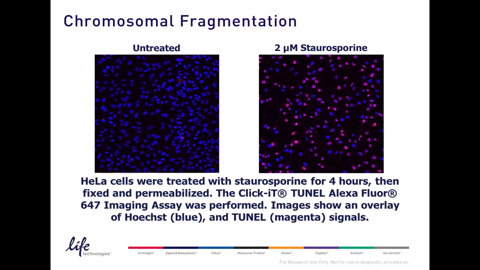And indeed, you can do this in other platforms. Here's a high-content image, untreated and treated. So we've treated these HeLa cells with 2 micromolar staurosporine for 4 hours, and you can see the appearance of this magenta signal from the Alexa Fluor 647, which we've linked to the EdUTP in the TUNEL reaction. It's a very nice reaction for looking at chromosomal fragmentation.